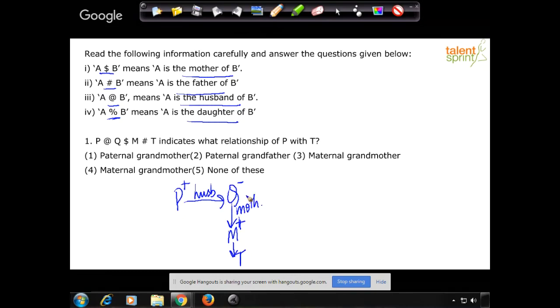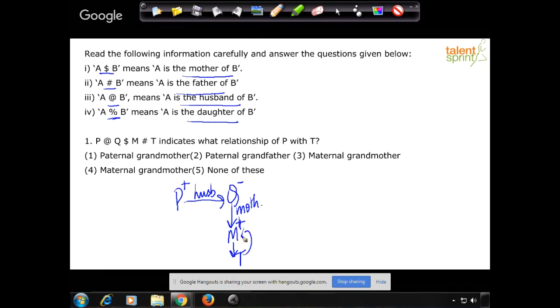We know that Q is the mother of M, which makes Q, obviously, female. We know this since Q is the wife of P. Now they tell us that M is the father of T, which makes M male. Now if you notice, there are 3 generations that we are talking of here.